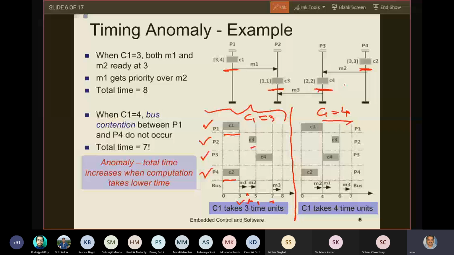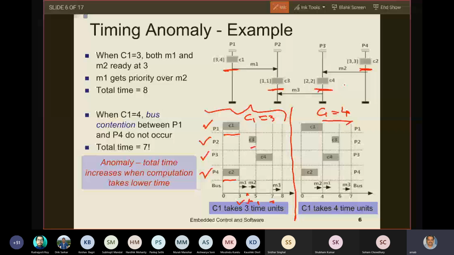And then because M2 has completed at time 4, computation C4 can start. Computation C4 can start because M2 has been received on processor 3. So C4 can start, and then C4 takes 2 time units to complete. Now, M2 completes at time 4, so the bus becomes empty again at time 4 when C1 completes.